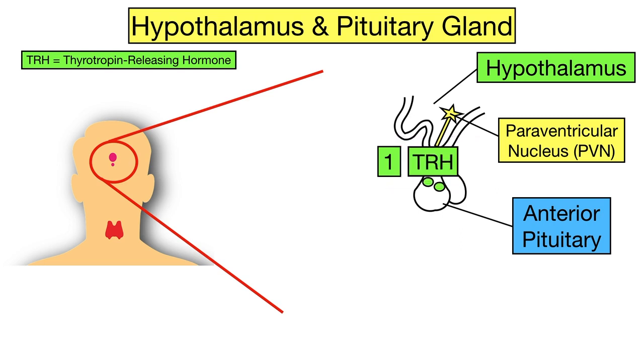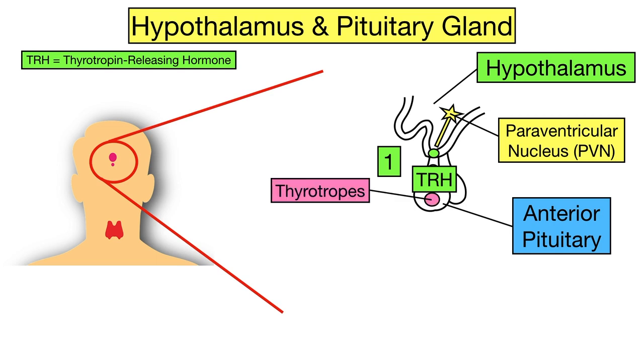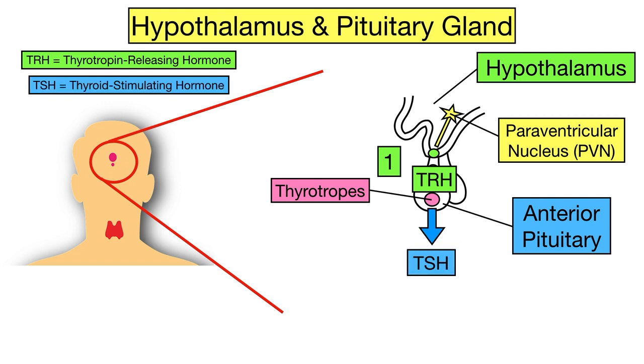TRH will then travel to the anterior pituitary gland through the hypophyseal portal system, which are the blood vessels connecting the hypothalamus and the anterior pituitary gland. TRH will then stimulate cells in the anterior pituitary gland called thyrotropes. When the thyrotropes are stimulated by TRH, they will release another important hormone called thyroid stimulating hormone, or TSH. TSH release from the anterior pituitary gland is the second main step of our pathway.